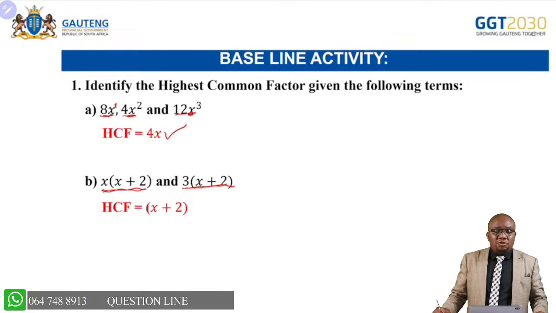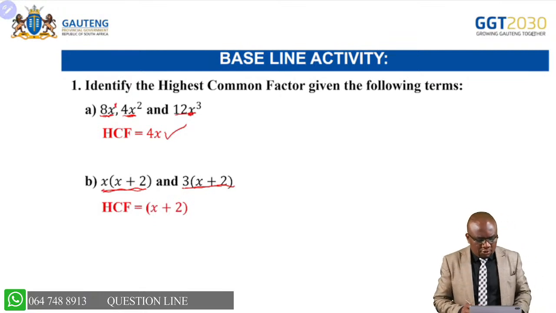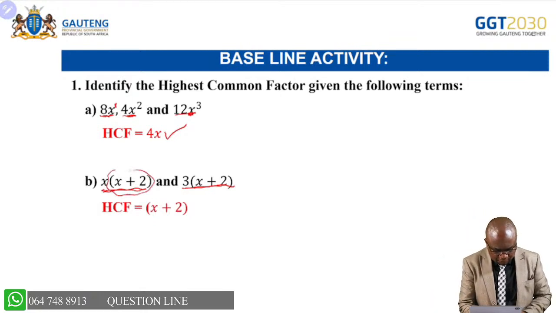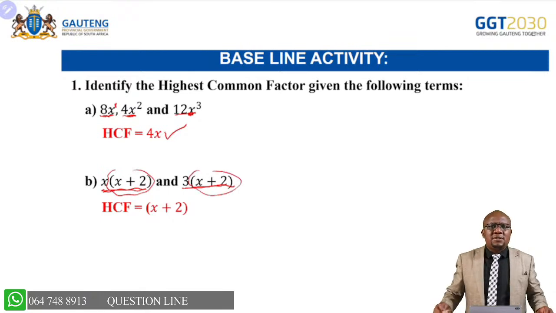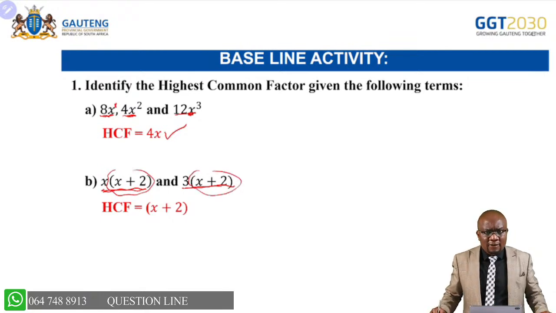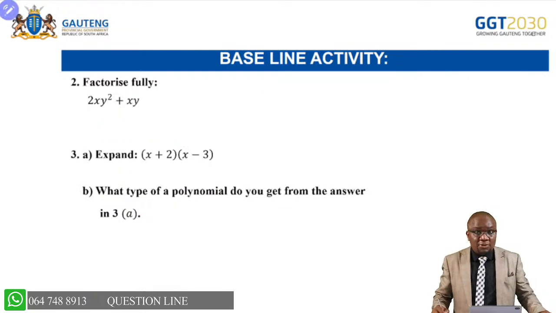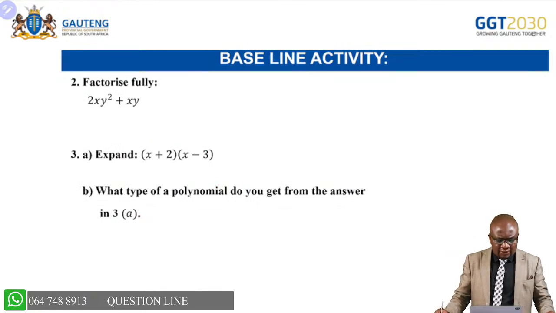Right, so the highest common factor there is x plus 2, because we can see it here. We can see it there. Do you see that? Okay? Please send us your questions if you don't understand. Send us your work. Please do that. We want to engage and interact.